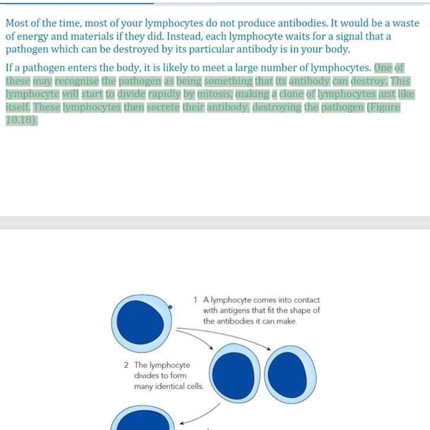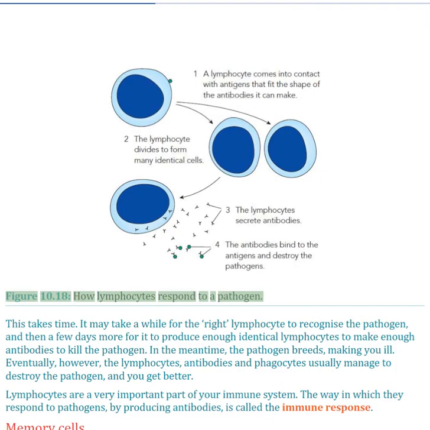One of these may recognize the pathogen as being something that its antibody can destroy. This lymphocyte will start to divide rapidly by mitosis, making a clone of lymphocytes just like itself. These lymphocytes then secrete their antibody, destroying the pathogen. Figure 10.18. How lymphocytes respond to a pathogen.